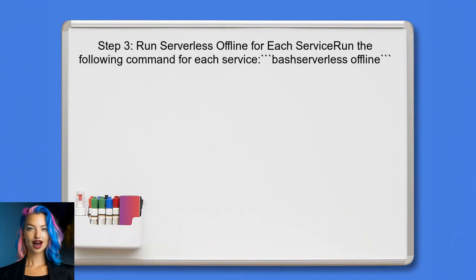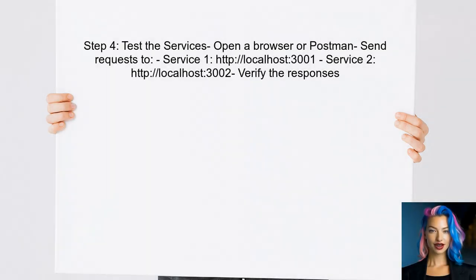Now, the user can run the Serverless Offline command for each service. This will start each service on its designated port, allowing them to run simultaneously without conflicts. Finally, the user should test the services to ensure they are accessible. This can be done by sending requests to the respective ports using a browser or a tool like Postman.